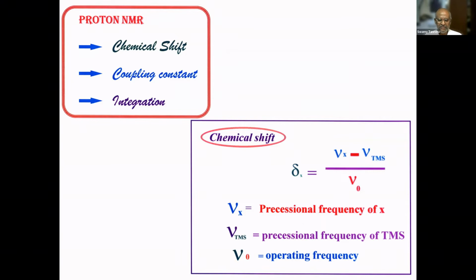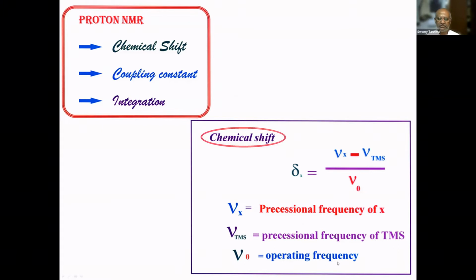Now, what is chemical shift? In the initial phase of NMR, there was confusion about how to represent the precessional frequency of nuclei. Then they found a method whereby tetramethylsilane, whose chemical shift value is taken as 0, is used in this particular equation, and you can find the delta, which is nothing but the chemical shift. In present-day NMR spectrometers, you don't have to worry about all these νx, νTMS, ν0. You get the delta value on the x-axis and can use it for identification. νx is the precessional frequency of X, that means the unknown nuclei. νTMS is the precessional frequency of tetramethylsilane, and ν0 is the operating frequency.